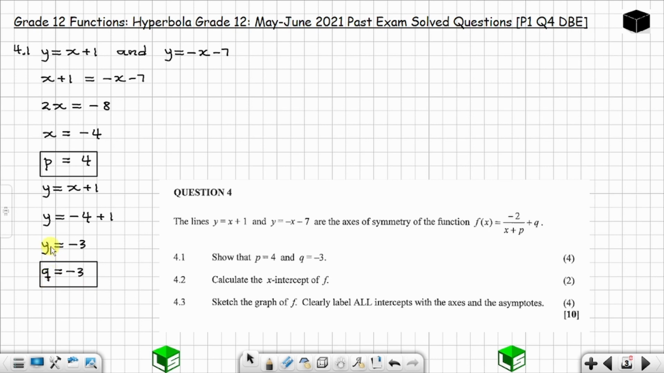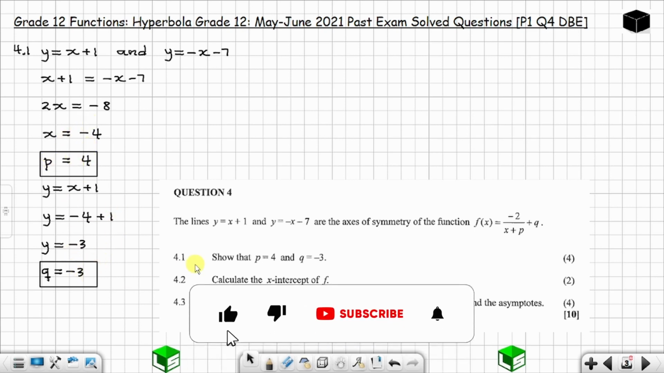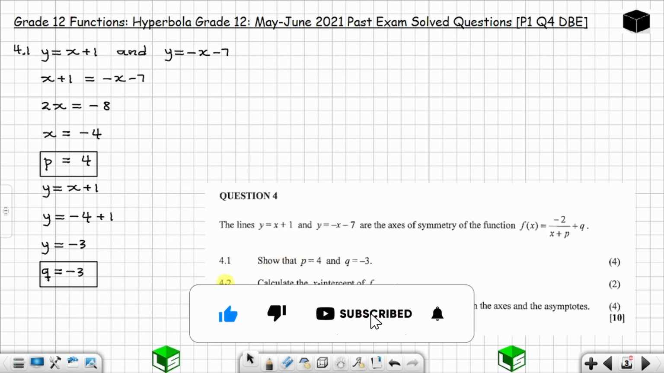Okay, y is equal to q, x is equal to the same value as p but different signs. Remember that. You can see you have proved. Let's do the next question, 4.2. Let me have a line here.